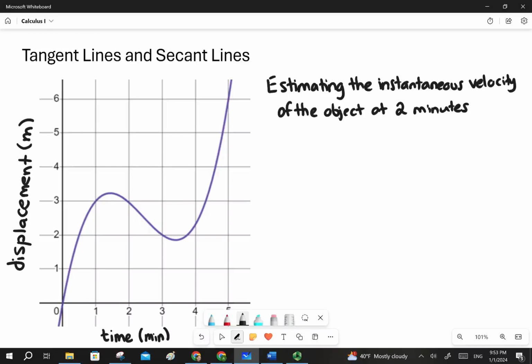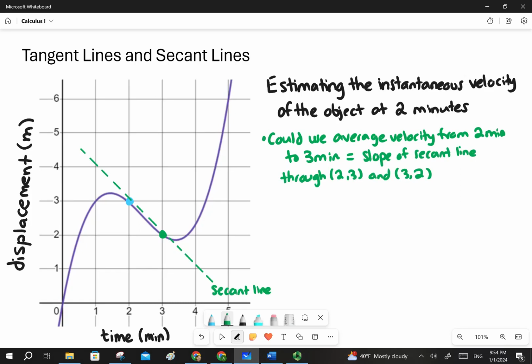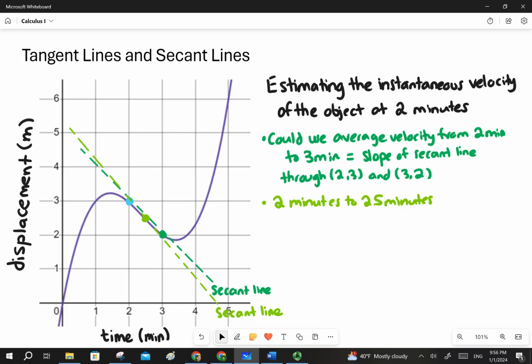Let's suppose I wanted to know the instantaneous velocity of the object at 2 minutes. We could start with the average velocity from 2 minutes to 3 minutes and find the slope of the secant line through the points (2, 3) and (3, 2). Then we could make the interval smaller and look at the average velocity from 2 minutes to 2.5 minutes. And we can keep drawing secant lines where the 2 points are closer and closer together, and the slopes of these secant lines should be better and better approximations of the instantaneous velocity at 2 minutes.